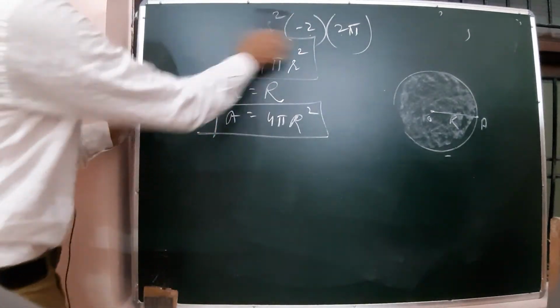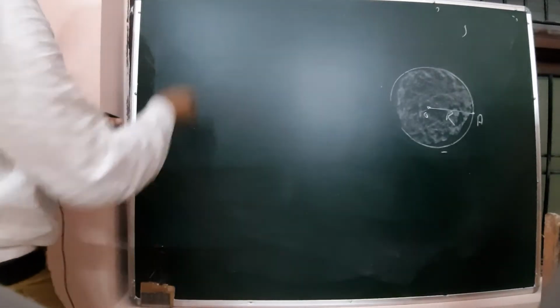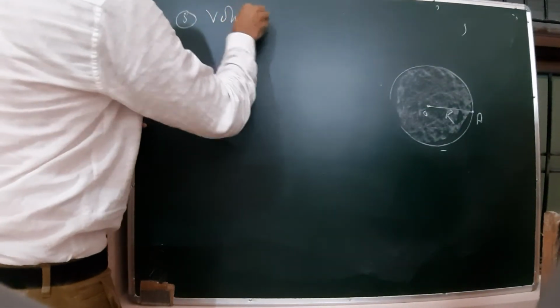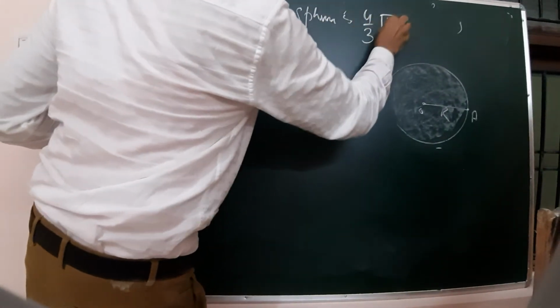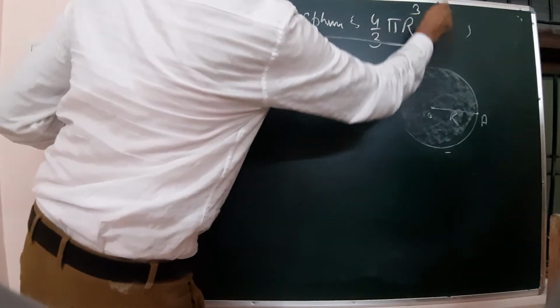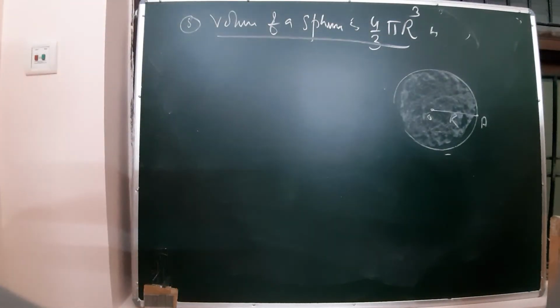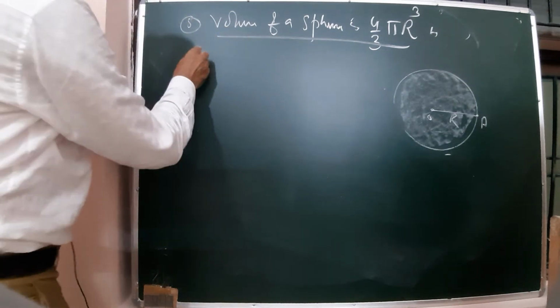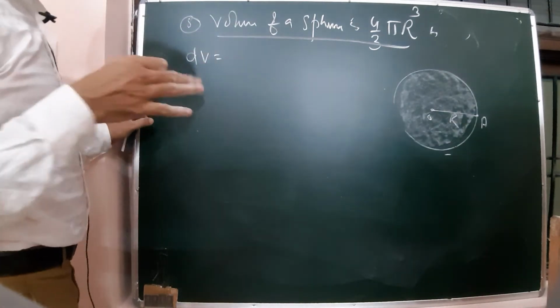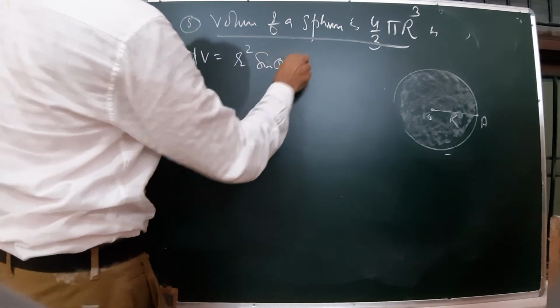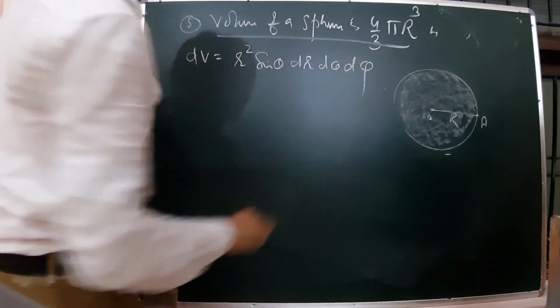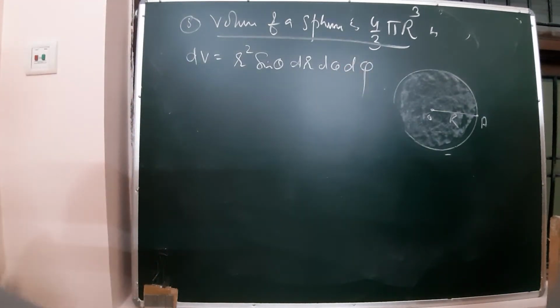Now, the third question is the volume, third one. Volume of a sphere is 4 by 3 pi r cube, we know that, but we will prove it by using the spherical polar system. You know that dV, the volume element, is r square sin theta dr d theta and d phi. We have already proved it. So, I am using this volume element here as a starting point.